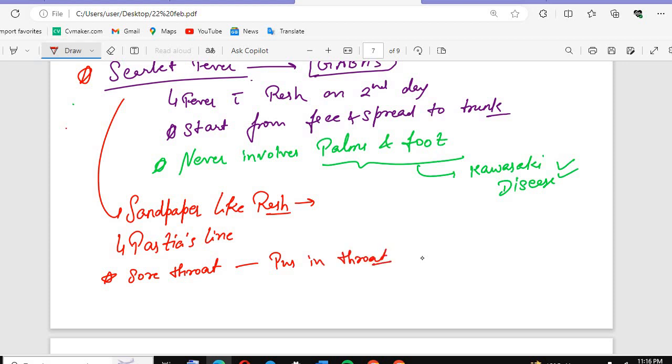The associated tender cervical lymphadenopathy. So these conditions we also see. This is most commonly the anterior group. So just remember, cervical lymphadenopathy is also seen in case of scarlet fever.